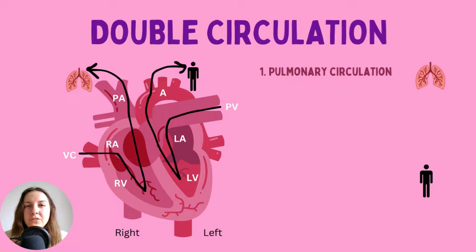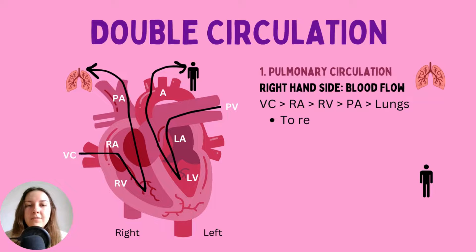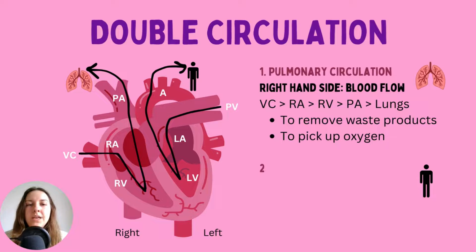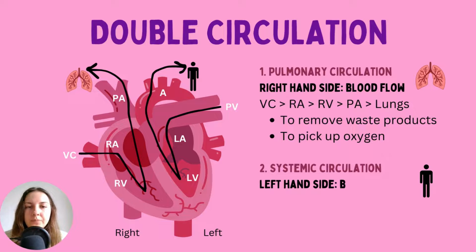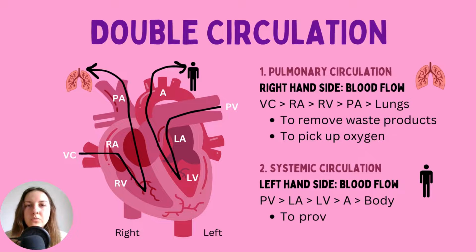So, when I spoke at the beginning about this idea of a double circulation or the double circulatory system, we need to know that basically everything I've just described is that we have the pulmonary circulation, which is the right hand side of the heart, where all the blood is flowing and it's going directly to the lungs to get that oxygen. It's to remove the waste products from the blood and to pick up oxygen ready to be transported around the body. The pulmonary circulation then leads nicely to the systemic circulation, which is on the left hand side, where that oxygenated blood now is able to be pushed around to the rest of the body.